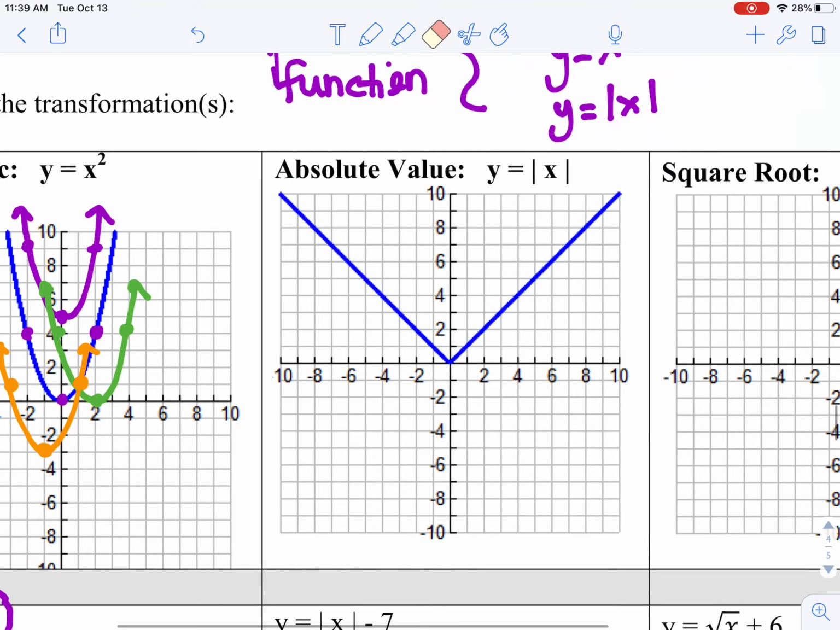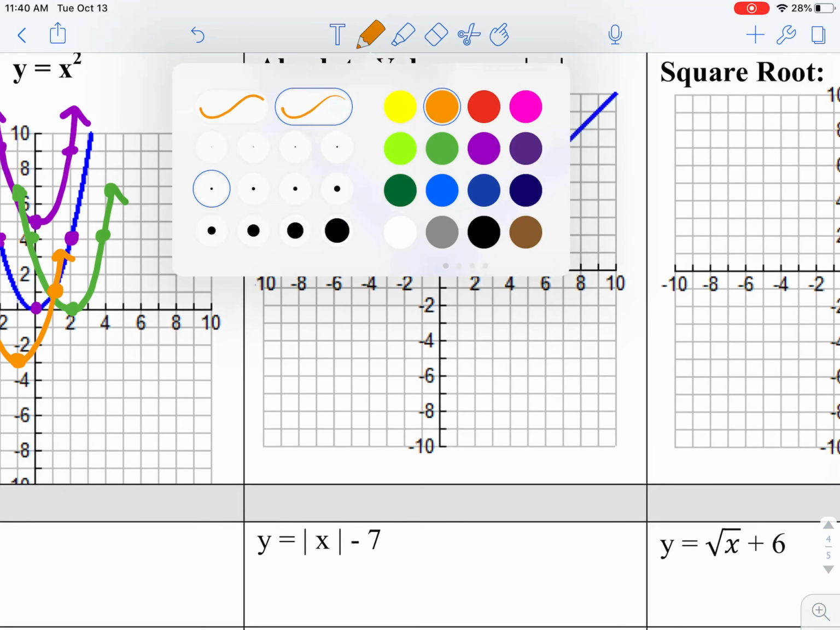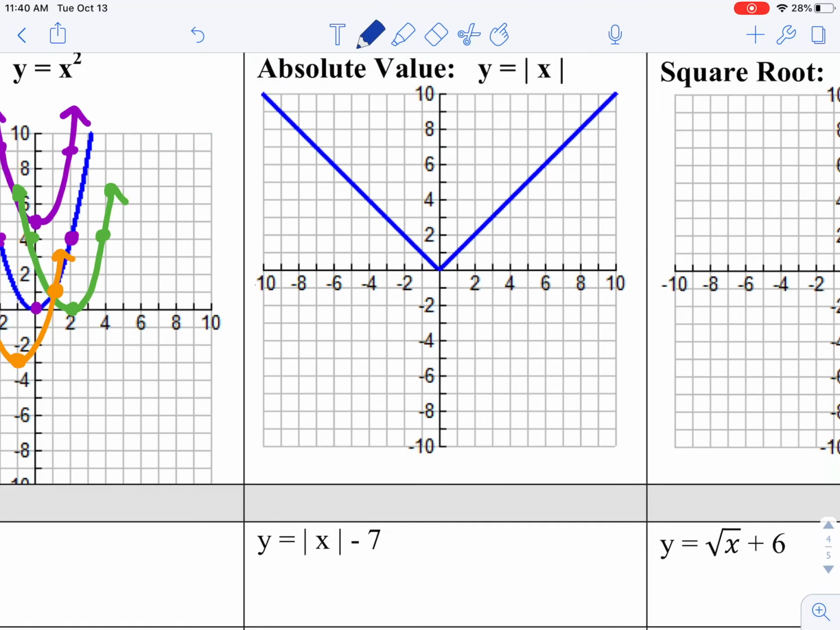So let's look at the absolute value graph. Same concept when you're doing the transformation. So I'm looking, okay, there's nothing in the parentheses, which is my absolute value signs. So that does not move. And the minus 7 at the end means down 7. So we're going to make 3 points here on my graph. And I'm going to move each of those points down 7. And you can move your graph.